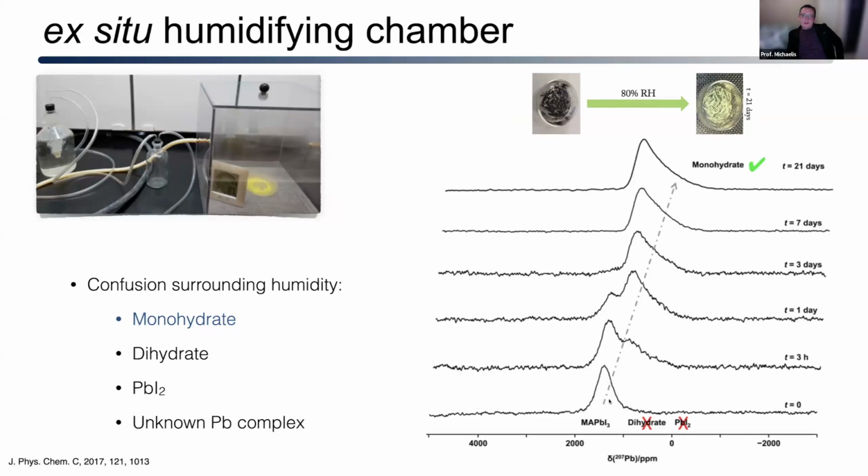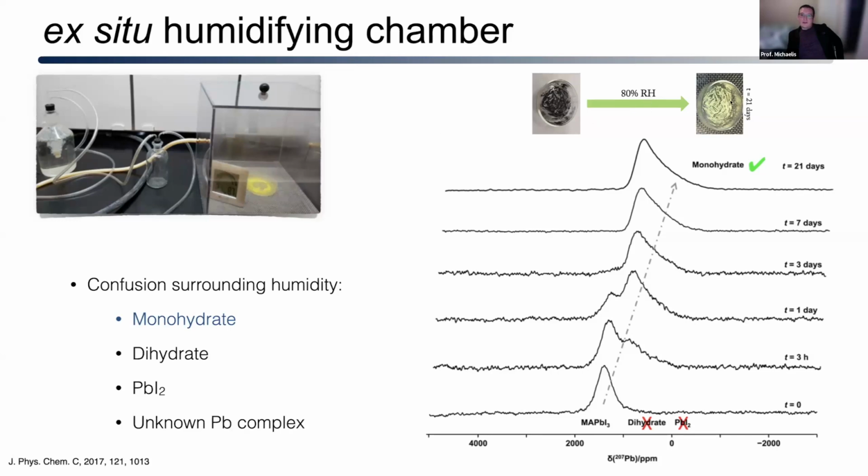The other aspect here, when you go through this, is as you allow humid air to pass over the sample, what we did was build this humidifying chamber here. We placed this perovskite sample in here and we bubble it through at about 80% relative humidity.